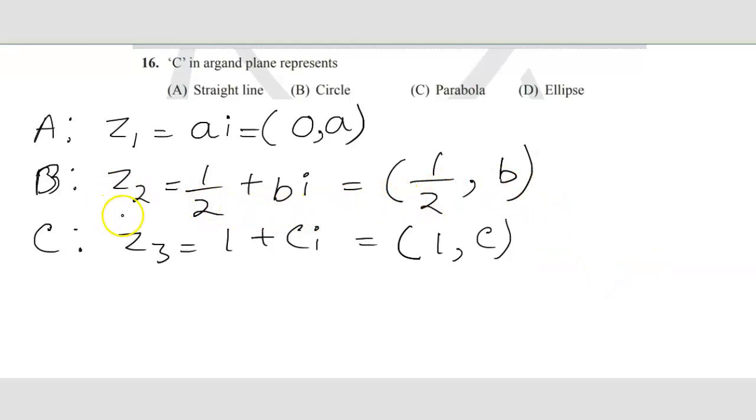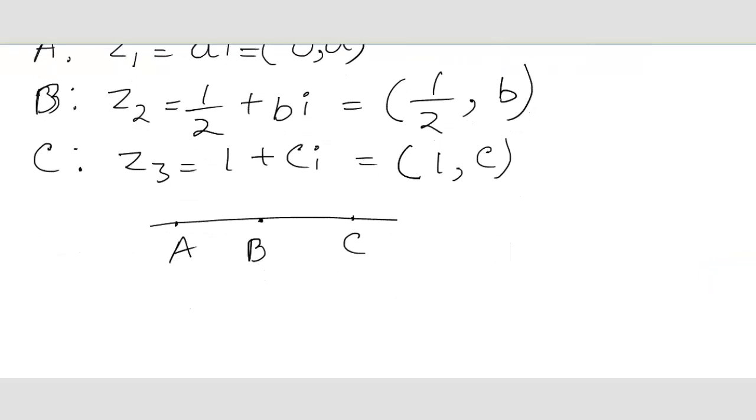These three points A, B and C are collinear points. So what is meant by collinear points? Collinear points simply means that A, B and C always lie on the same line. That is what is meant by collinear points. So I can say that they cannot form a triangle, right? Or if they form a triangle, the area of the triangle will be 0.